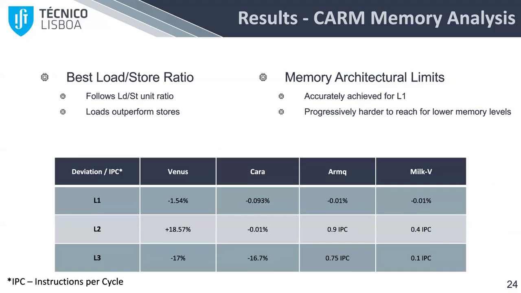So to sum it all up in this table, we can see that it was easier to achieve the expected values in the memory levels closer to the CPU. And then in the case of the ARMQ and Milk5, there were no realistic theoretical data with which to compare. Since, for example, the cited theoretical L2 maximum bandwidth for the ARMQ CPU should allow for four instructions per cycle, which is already twice as much as the load store units in this architecture.